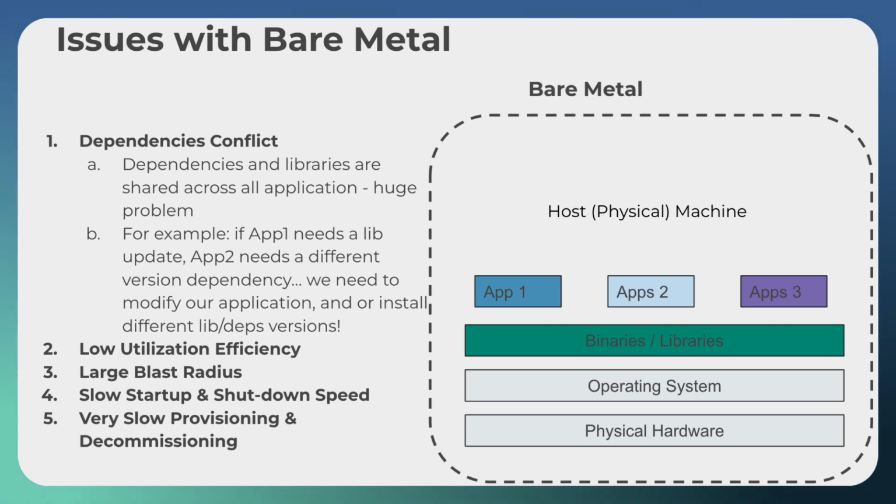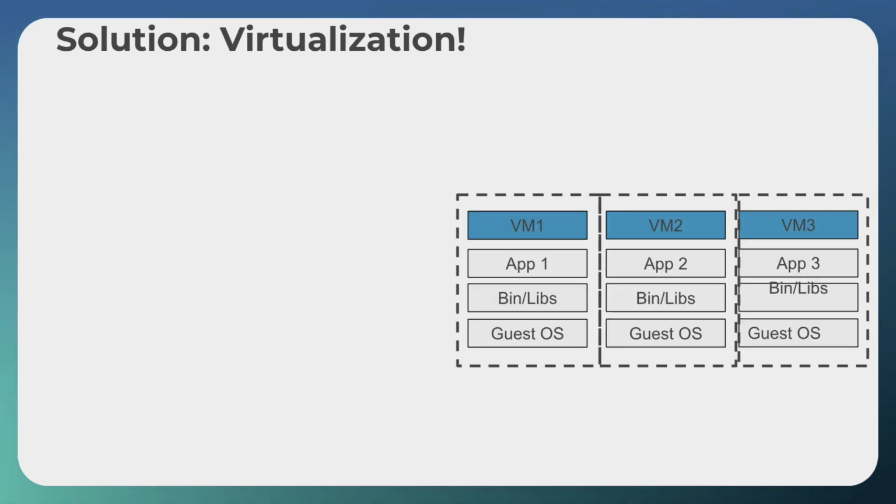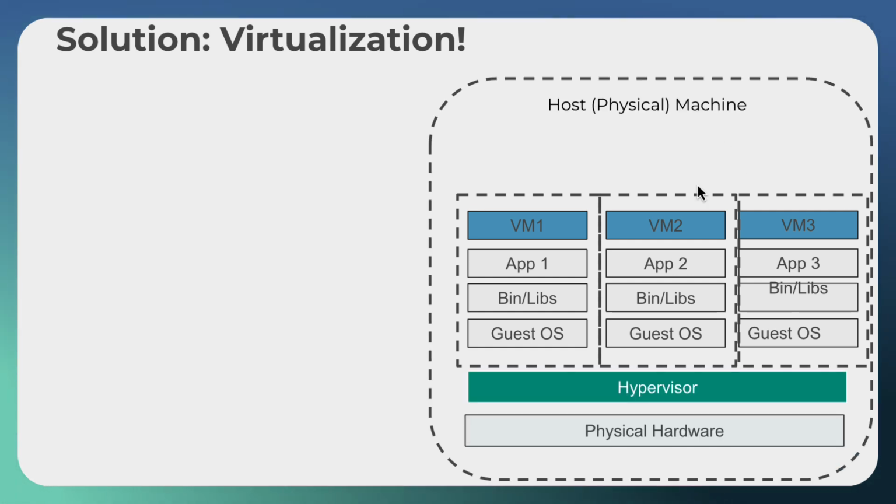So this is what prompts engineers to come up with a better solution, which is called virtualization. We still have our host machine, but something is different. We still have our physical hardware, but then we have what we call the hypervisor. The hypervisor is what sits between the physical hardware and the virtual machines, and each virtual machine contains its own environment, in this case the libraries, binaries, and guest OS to run those applications.